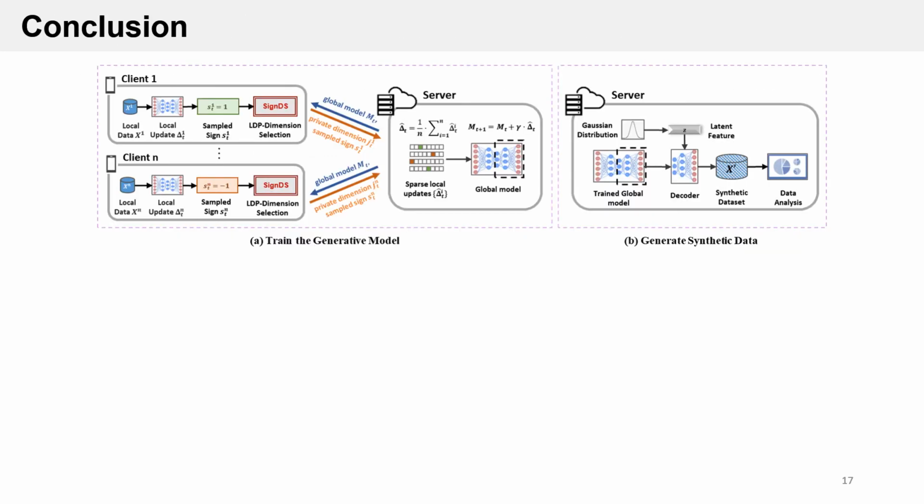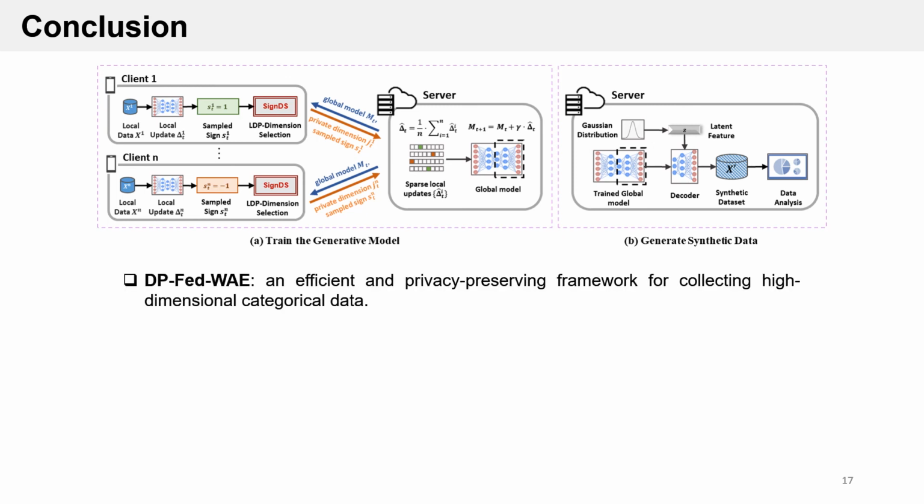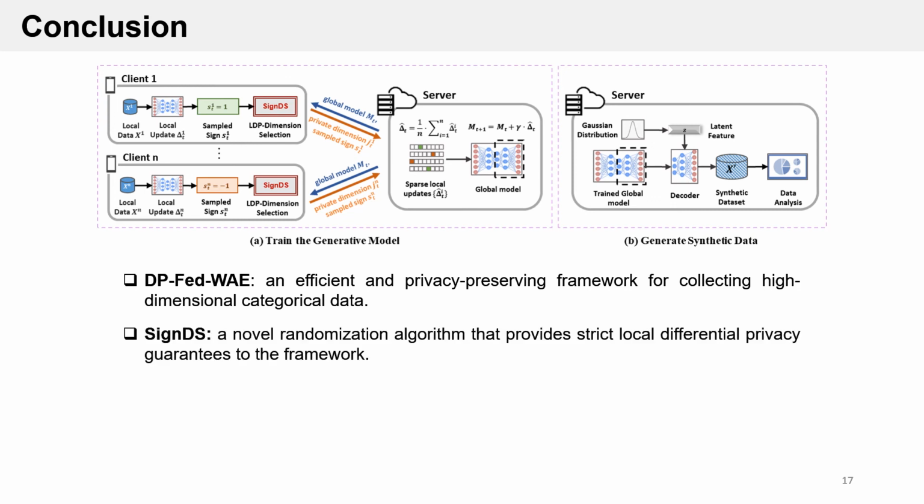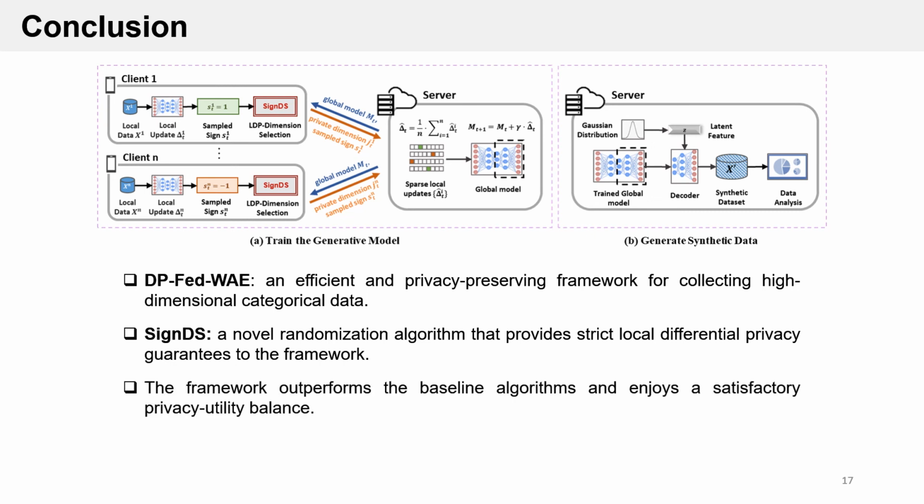In conclusion, in this paper, we propose DP-Fed-WAE, an efficient and privacy-preserving framework for collecting high-dimensional categorical data. We further propose SignDS, a novel randomization algorithm to provide strict local differential privacy guarantees to the framework. Finally, we conduct extensive evaluation experiments and show that our framework can enjoy a satisfactory privacy-utility balance, and the generated synthetic data can replace real data for downstream data mining and AI training tasks.